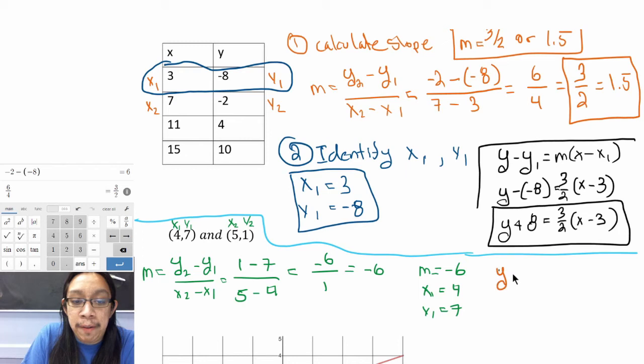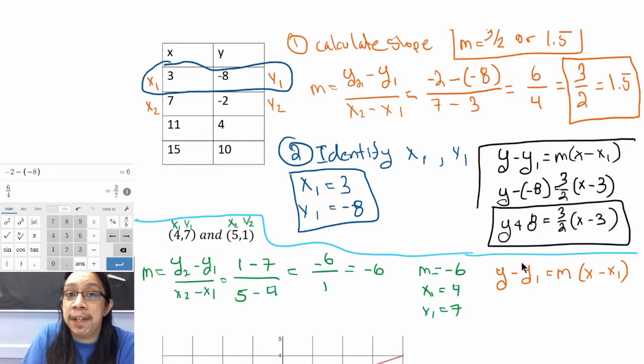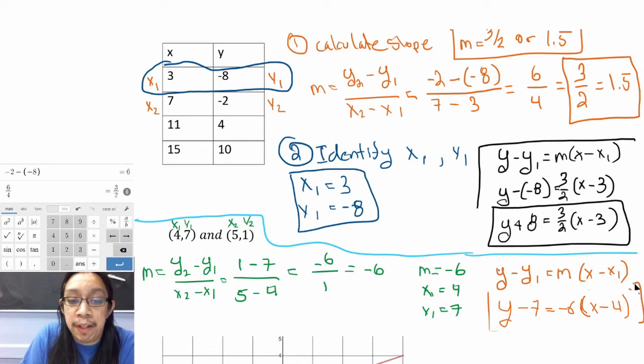So y minus y1 equal to m x minus x1. Remember that we have to follow these steps in case they ask us to write an equation in point-slope form. So y minus, well, my y1 is 4, so y minus 4. My slope is -6, parentheses, x minus, well, my x1 is 7. So then we put a 7 here, and we're pretty much done. That is our equation in point-slope form.